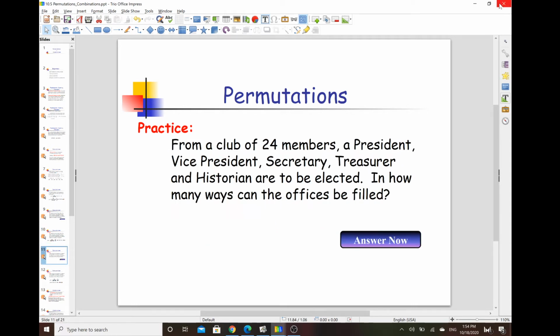And here's another one. From a club of 24 members, a president, vice president, secretary, treasurer, and historian are to be elected. In how many ways can the offices be filled? So this one is just 24 times 23 times 22 times 21 and then times 20. So 24 pick 1, 2, 3, 4, 5 different positions.